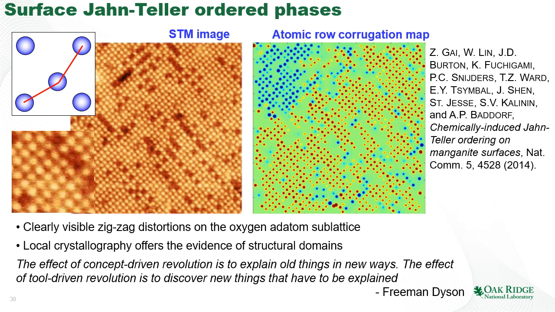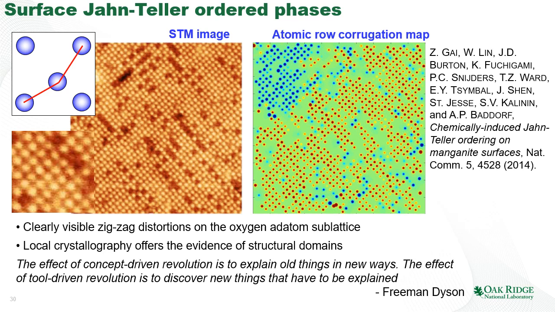So to summarize, we clearly have a visible zigzag distortion on the surface at the atom sublattice. We see that there are structural domains, and you can read more about what this is and how we discovered them in this publication. However, we also have done one very important thing.